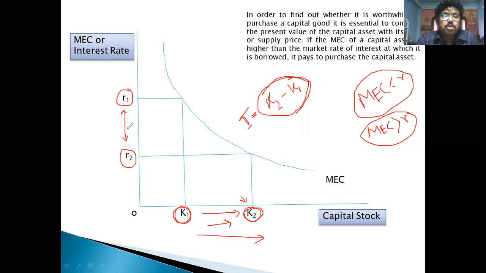So if the rate of interest is high, then the gap will be low and the capital stock will be low. If there is an increase in the market rate of interest, then the change in capital stock is low. It means the change in capital stock, that is the investment, will be low. If there is an increase in the rate of interest, there is a decrease in investment. Understand? So there is a negative relationship between the market rate of interest and the investment.